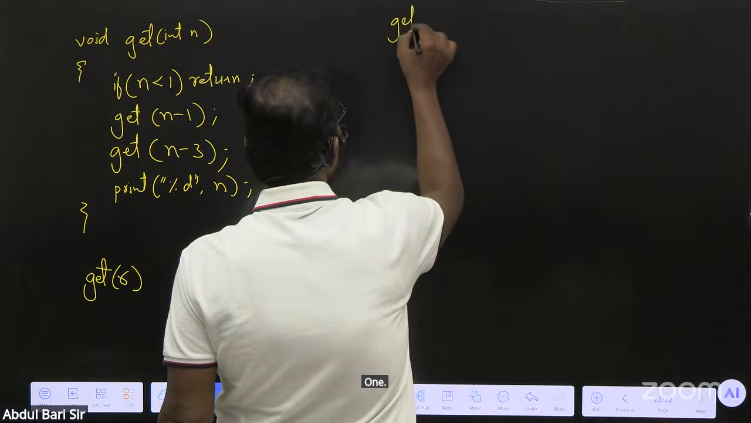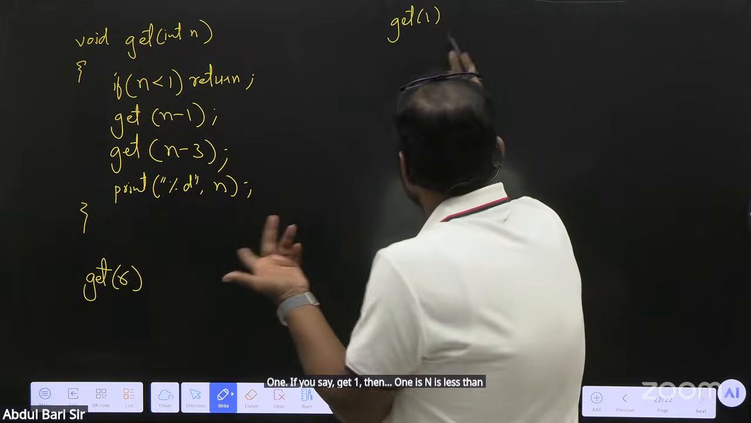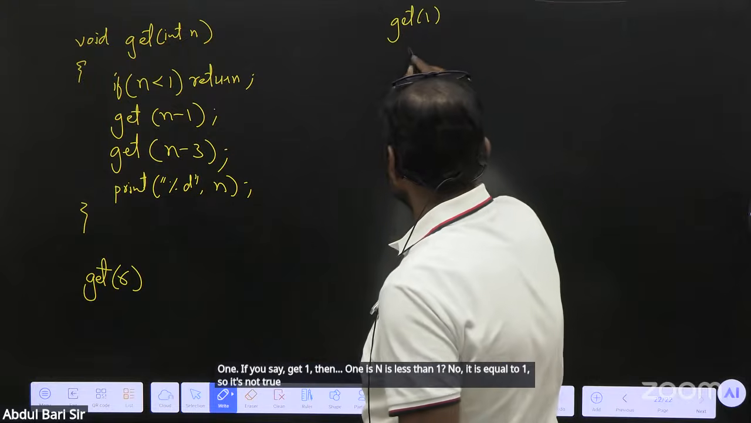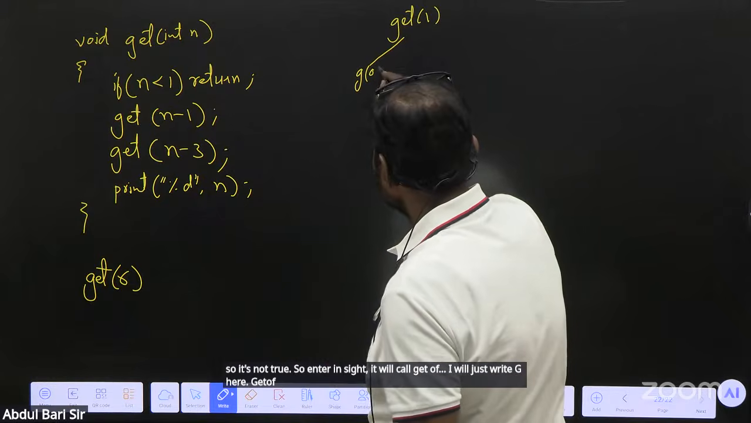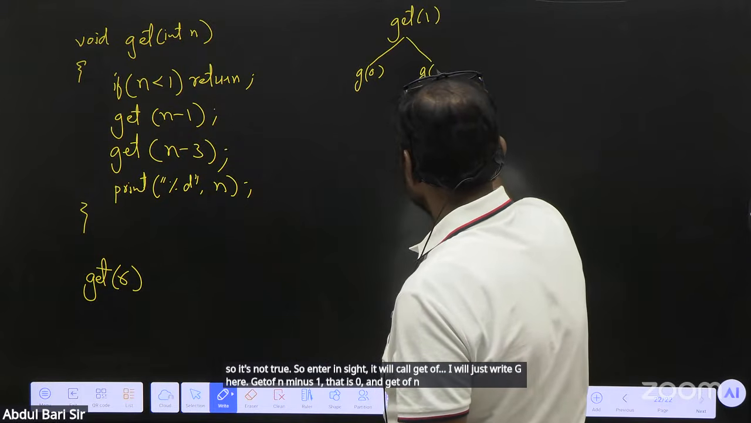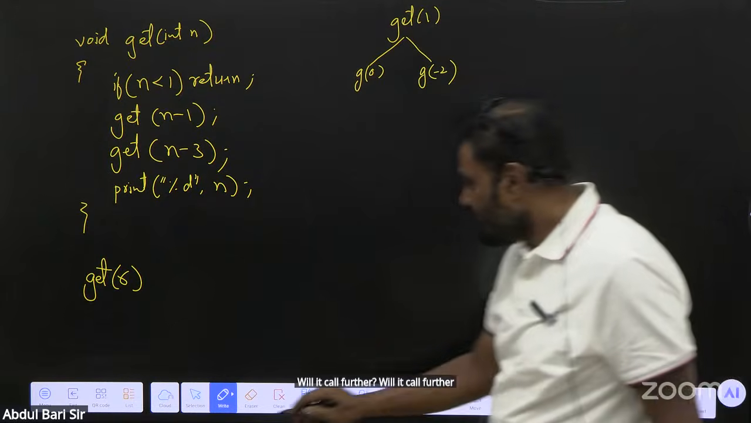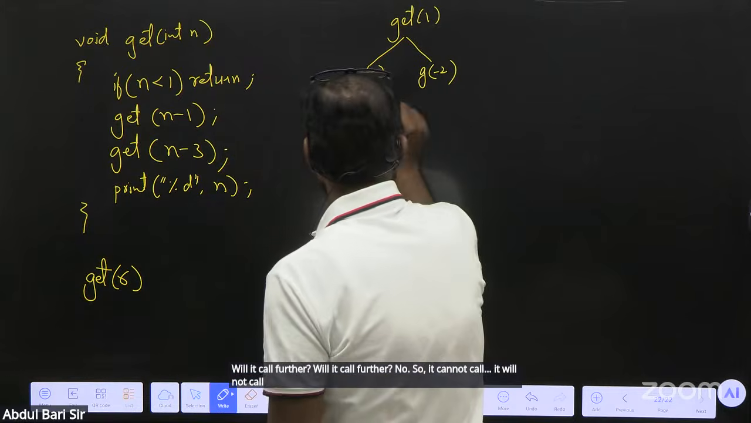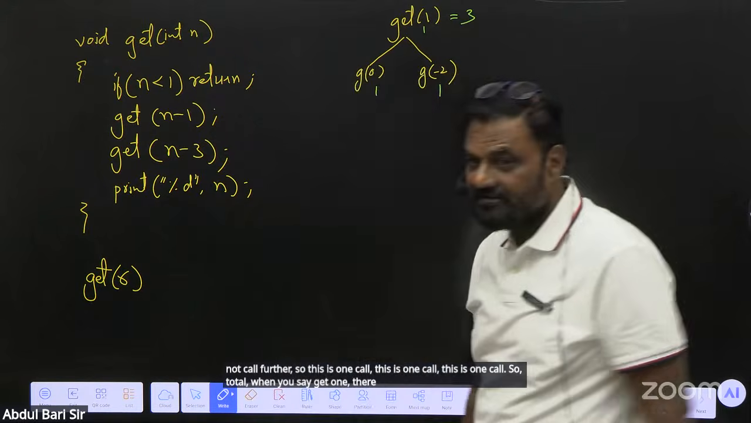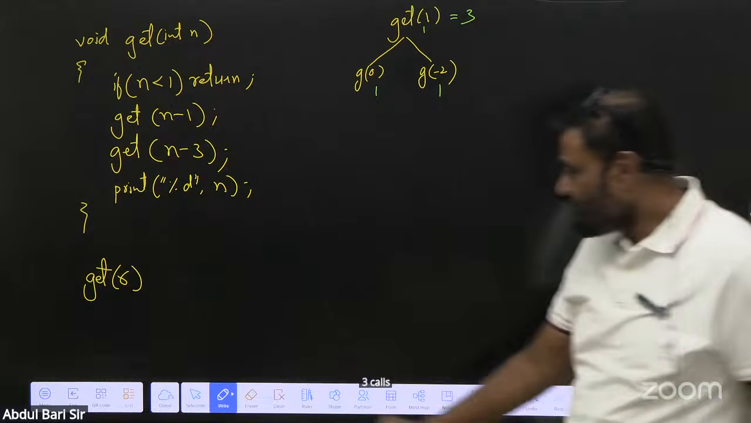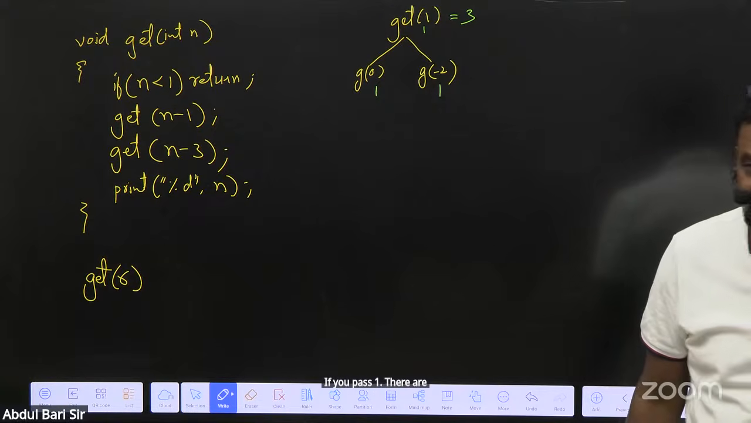If you say get 1, then is n less than 1? No, it is equal to 1, so the condition is not true, so enter inside. It will call get of, I will just write g here, get of n minus 1, that is 0, and get of n minus 3, what is that? Minus 2. Will it call further? No. So this is one call, this is one call, this is one call. So when you say get 1, there are total 3 calls. If you pass 1, there are total 3 calls.